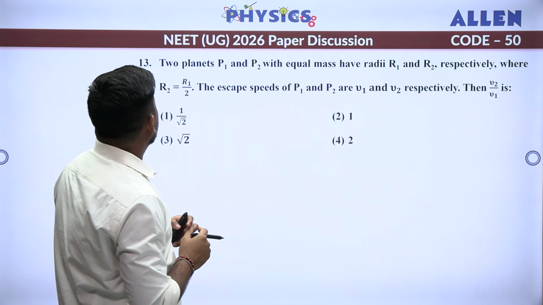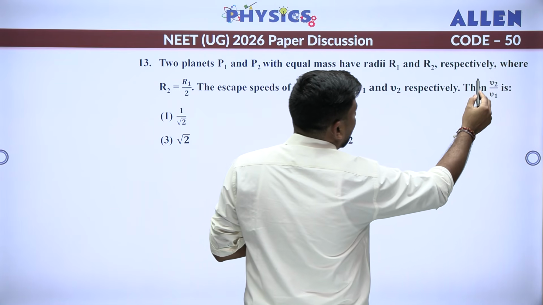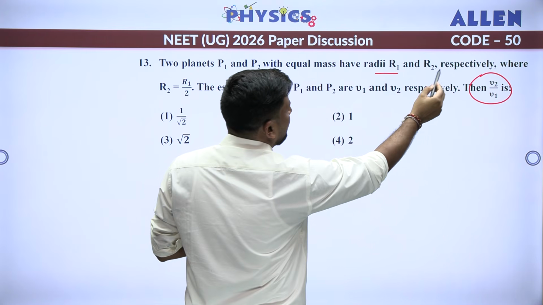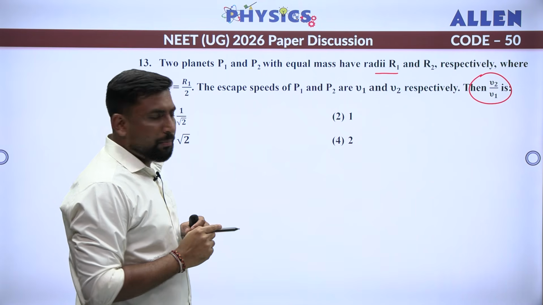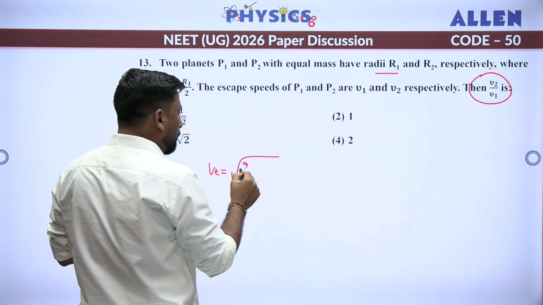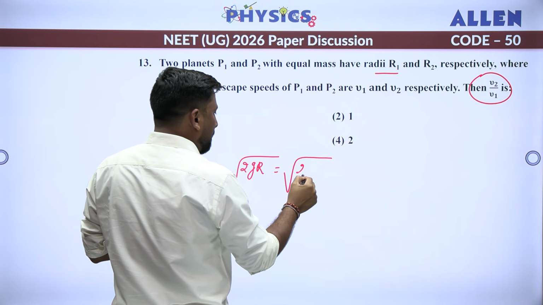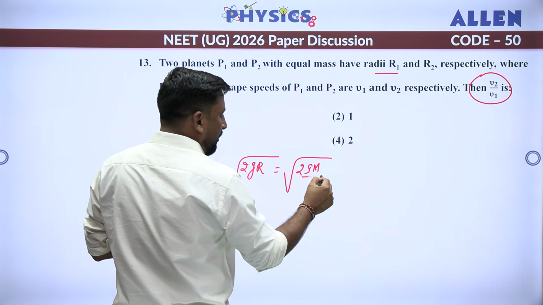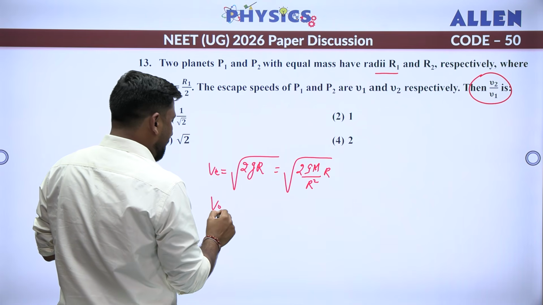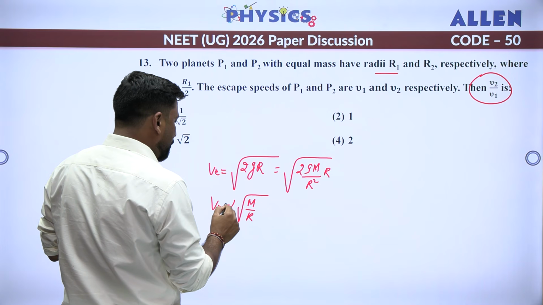Now let's move to question number 13. They want you to find the ratio of escape velocity if they have given you the information about the radius and mass of the planets. So we know that escape velocity for any planet surface is root 2gR, right? So you can also write it as root of GM by R square into R. So its v escape is proportional to root of GM by R. We can say it's proportional to this.